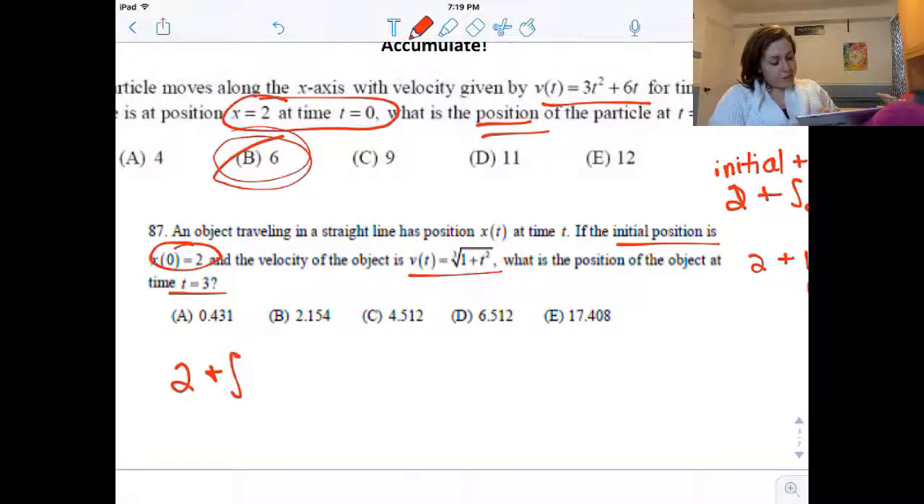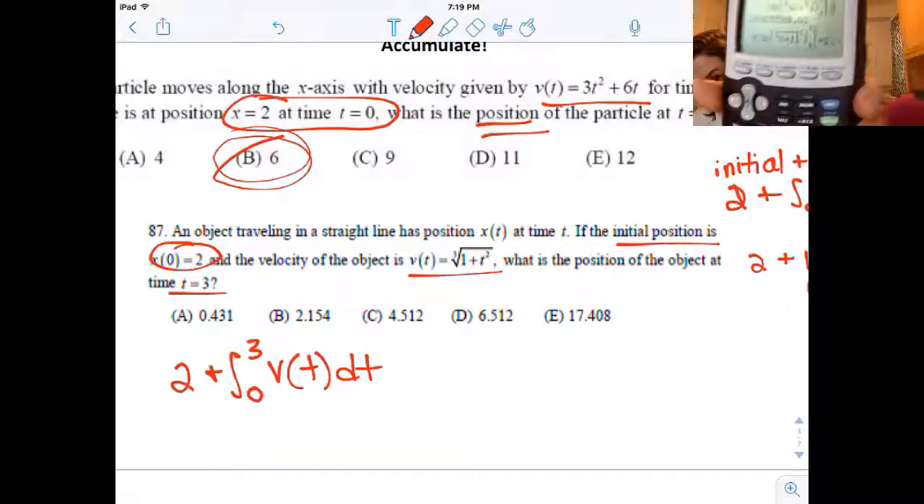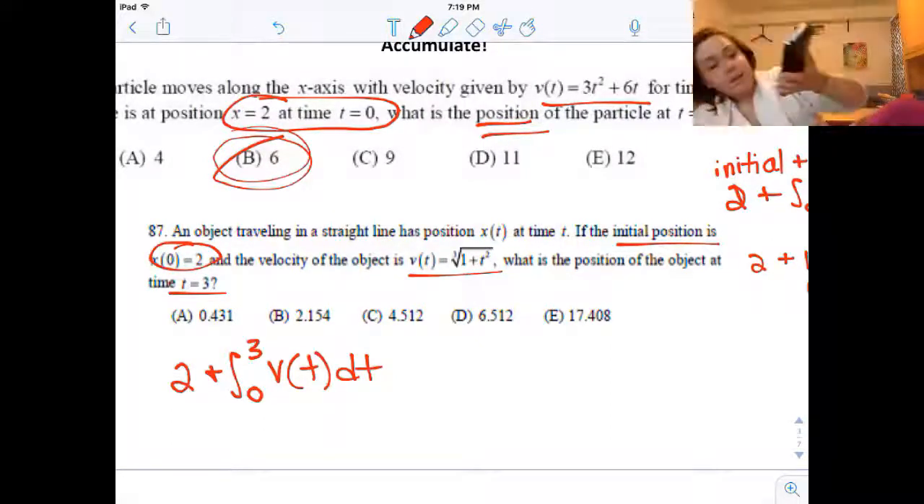My net change, I'm going from 0 to 3 of v of t. I will tell you this was a calculator one, so I'm just going to throw this in my calculator. So I would do 2 plus the integral, math 9, from 0 to 3 of, and then plug that in. The cube root is under math, 1 plus x squared dx. So here's what I'm plugging in. Hit enter.